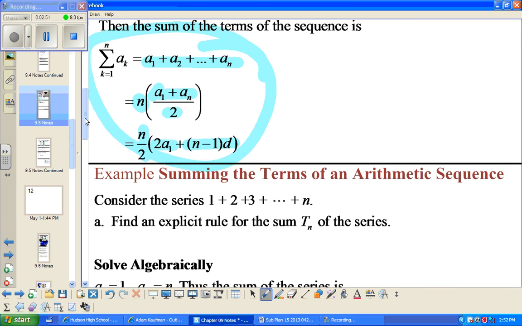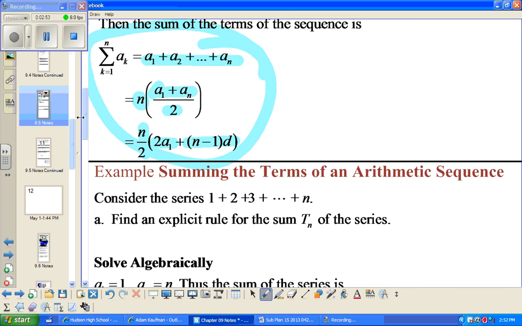And then below here is an example. Consider the series 1 plus 2 plus 3 plus, all the way up to n. We want to find an explicit rule for the sum t sub n of the series, where t sub n is just what the sum is.